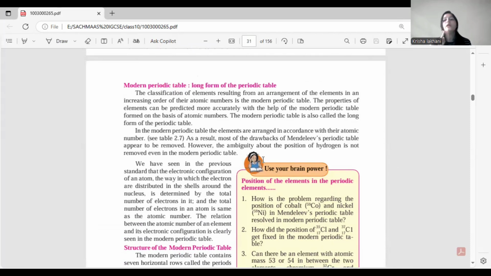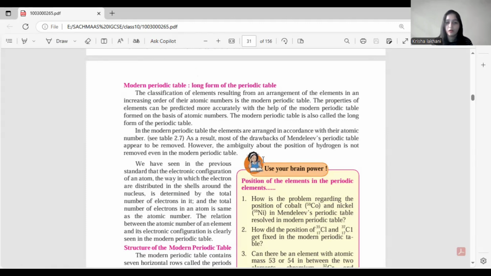Homework for you all is chapter reading. So make sure the chapter is read very well. Whenever you are going to have the test, you are going to have the questions from the inside of the textbook. So make sure you read the textbook thoroughly two to three times. So make sure you are done with that.